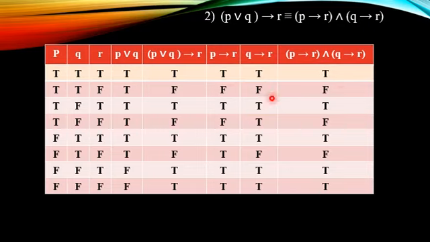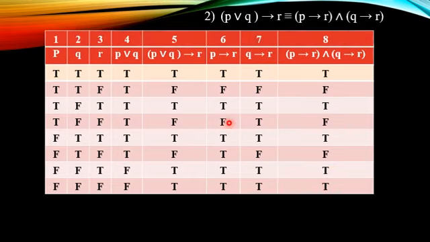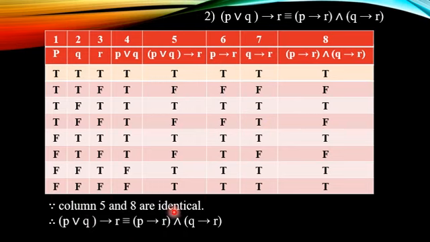Here FF false, TT true, here FT false, again TT true, TF false, TT true, TT true. So here just compare column number 5 and column number 8. The corresponding truth values of these two columns are identical. So by definition, since column 5 and 8 are identical, that means P or Q implies R is logically equivalent with P implies R and Q implies R. That means these two statement patterns have same meaning.